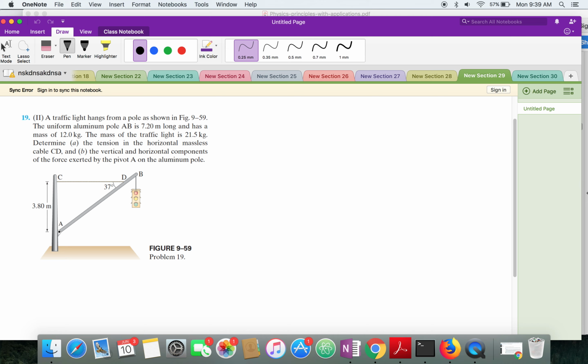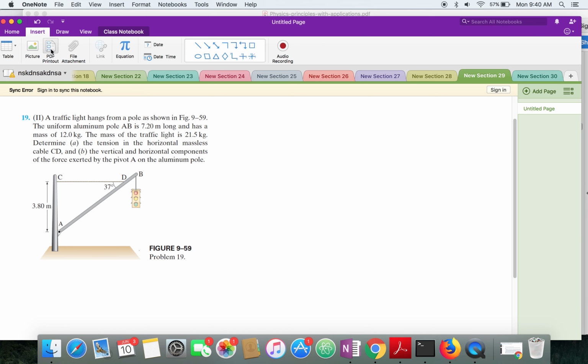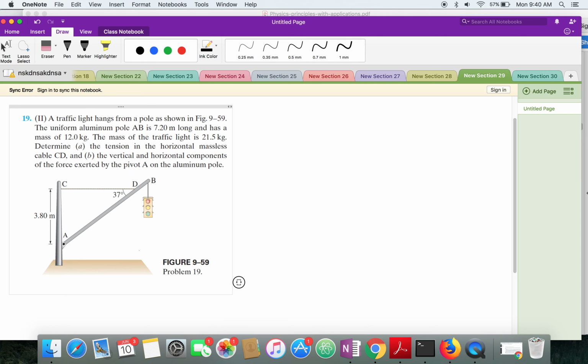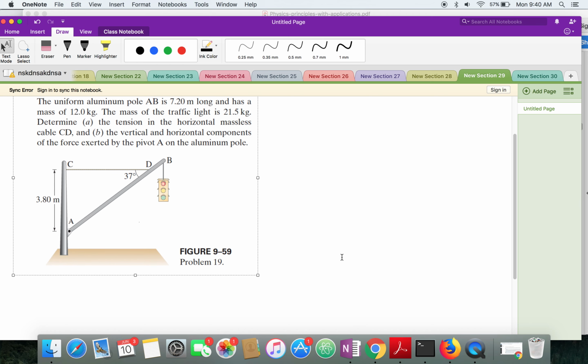Okay, so this is a more complicated problem. Let me make this a little bigger. Spend a few minutes on this. Hold on, draw. It's a little bigger. There we go. So the picture is like this.